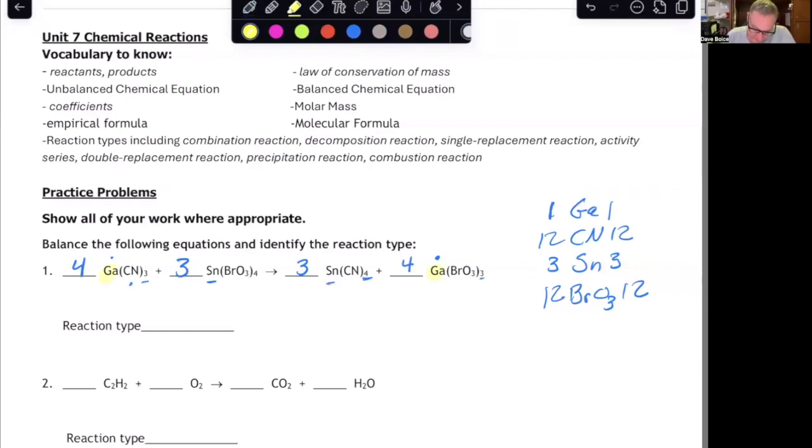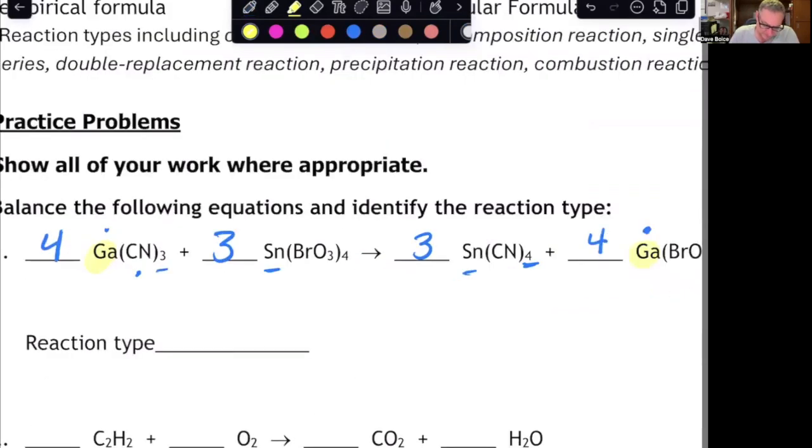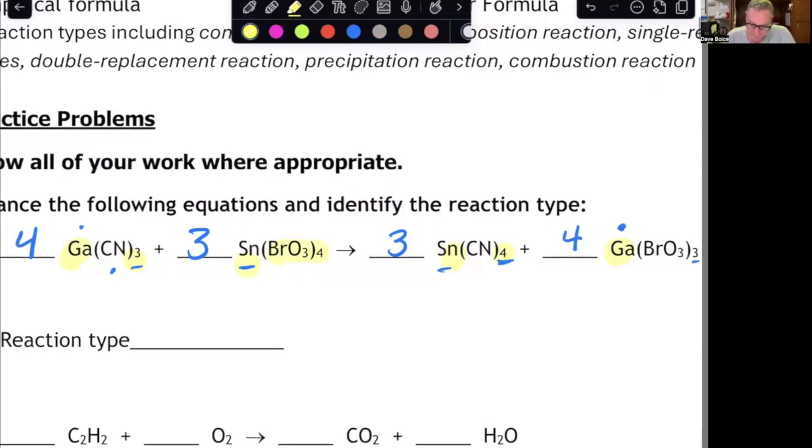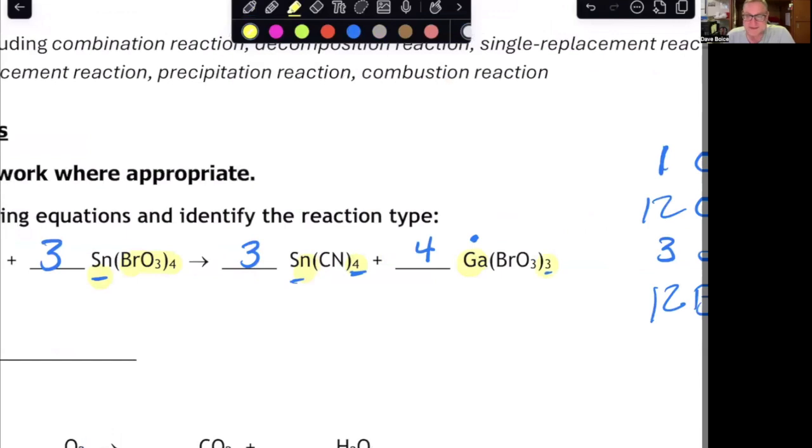And over here, I also have 4 because of the coefficient, so that's good. Cyanide, I've got 4 times 3 is 12. And on the other side, 3 times 4 is 12. So I got 12. For the tin, I've got 3 on this side and 3 on the other side. So that's good. And for the bromine, 4 times 3 is 12. And 4 times 3 is also 12.